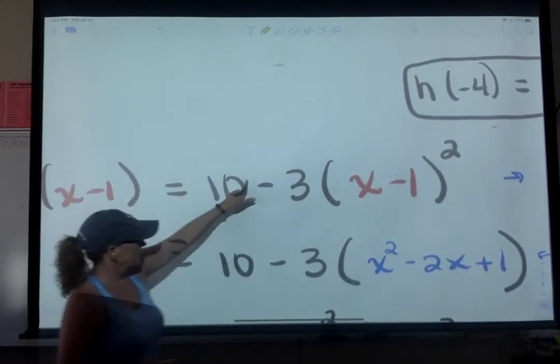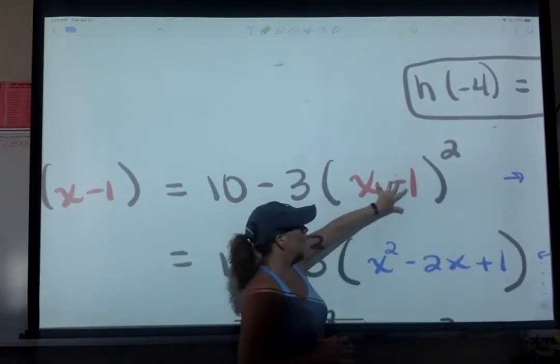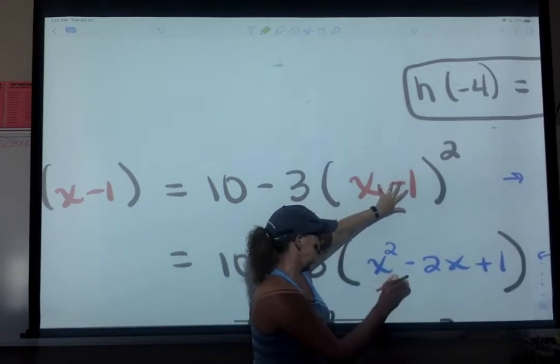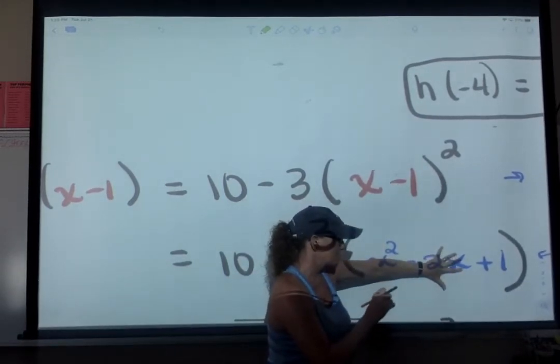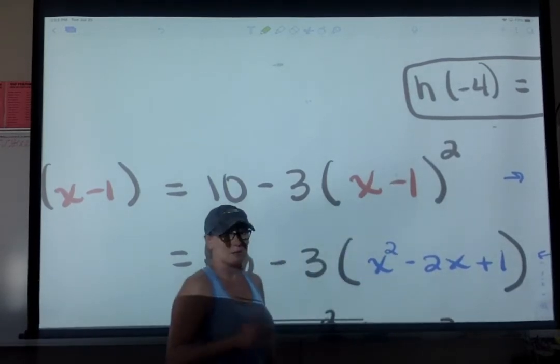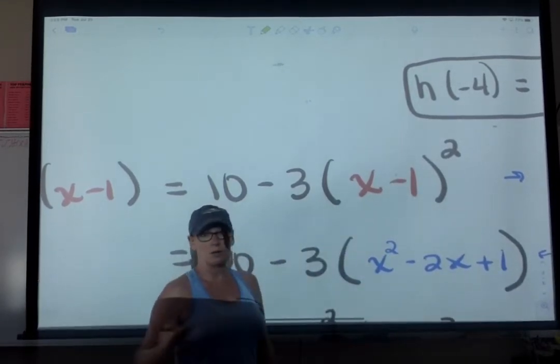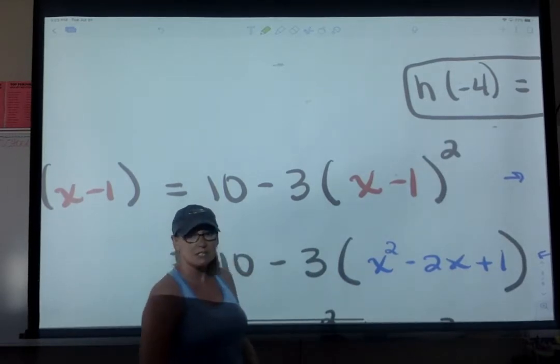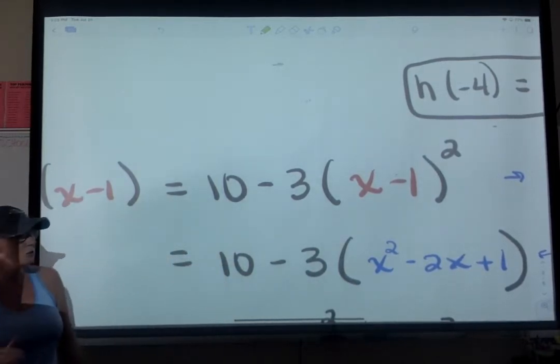So, copy, copy, copy. The only difference is, I foiled this in my head, and now I have this in parentheses, because I went ahead and squared this. Now, some of you are like, oh, I cannot foil in my head. Can't do it. Then don't.